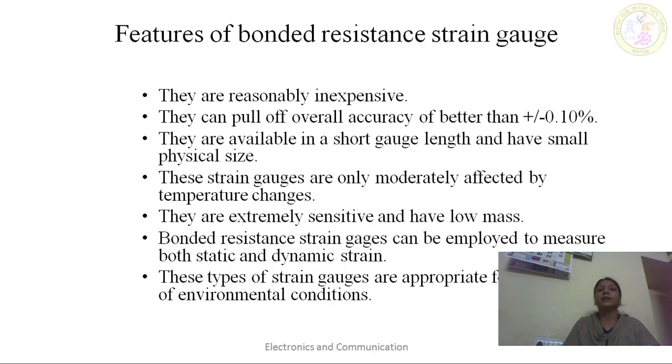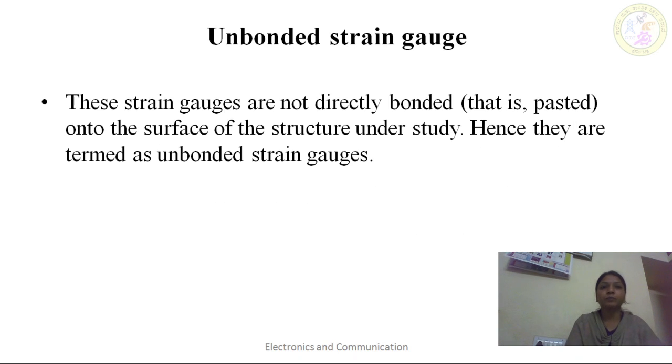Temperature variation does not affect it much, it is moderately affected by the temperature changes. So we are measuring the strain in an environmental condition. The first thing affected is temperature. So here this strain gauge is moderately affected by the changes. You can use it in a wide variety of environmental conditions. So this is about bonded resistance strain gauge.